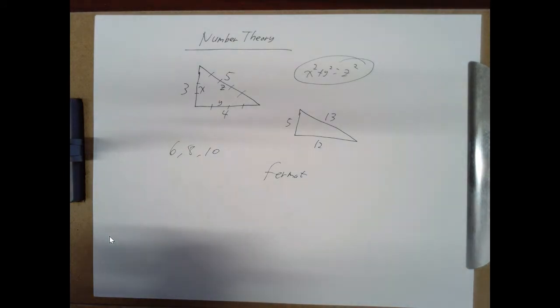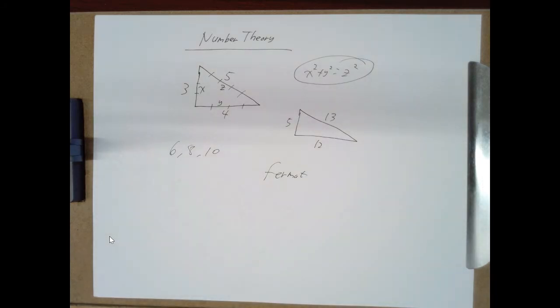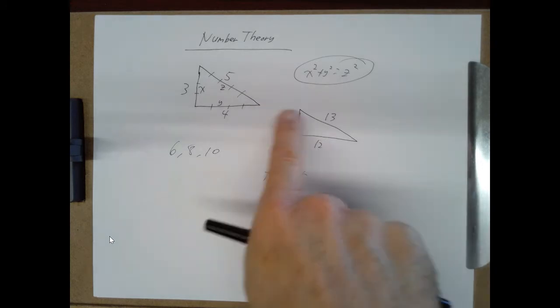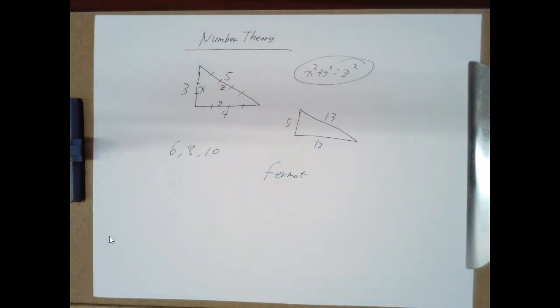Fermat was a mathematician, 1700s, I believe. Don't quote me, could be 1800s. It's a few hundred years ago. And he was reading a book on Diophantine equations, and there was a section that talked about this particular equation.